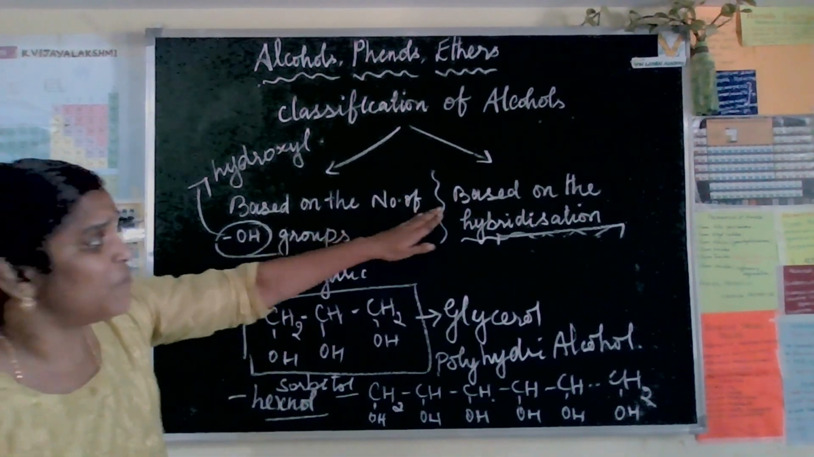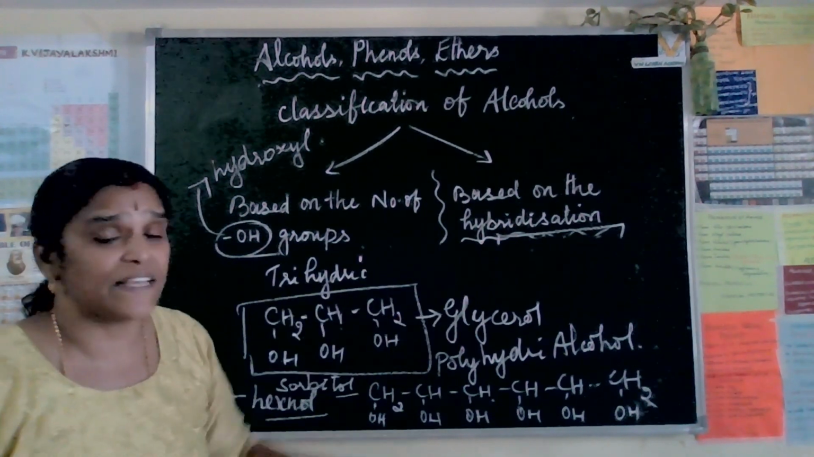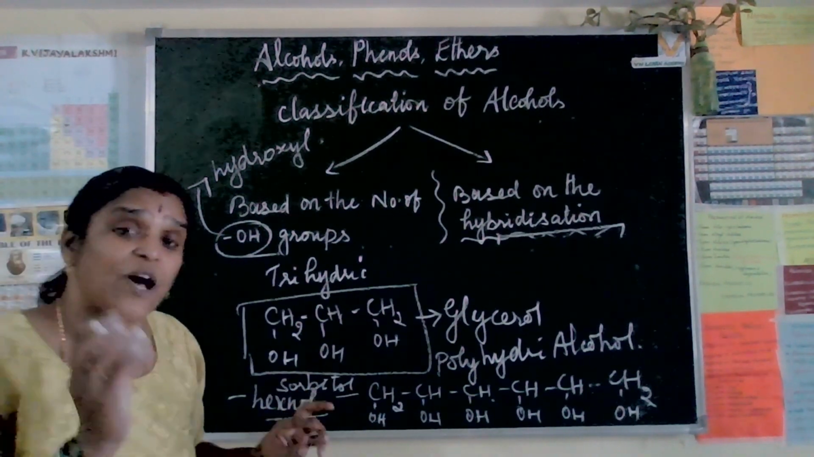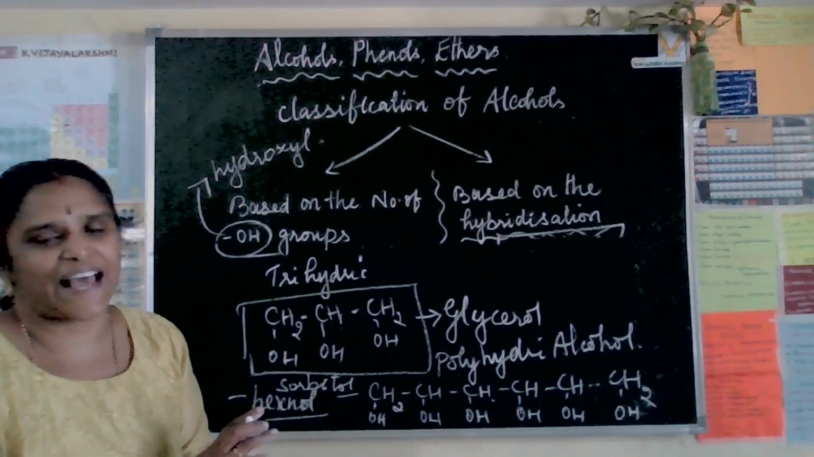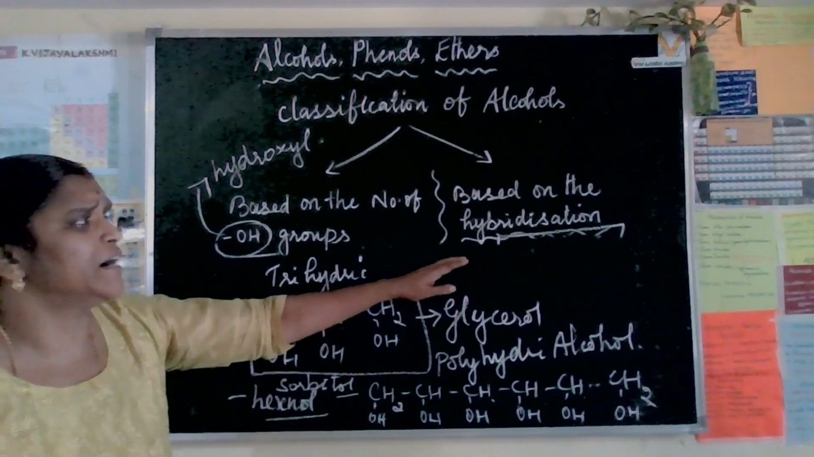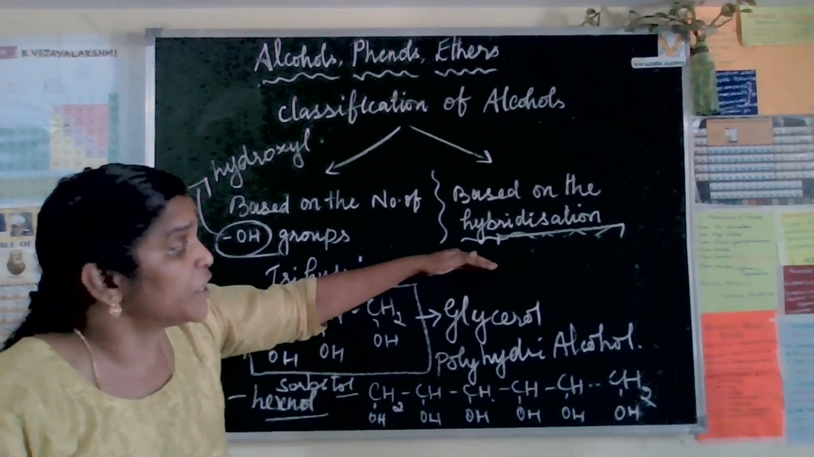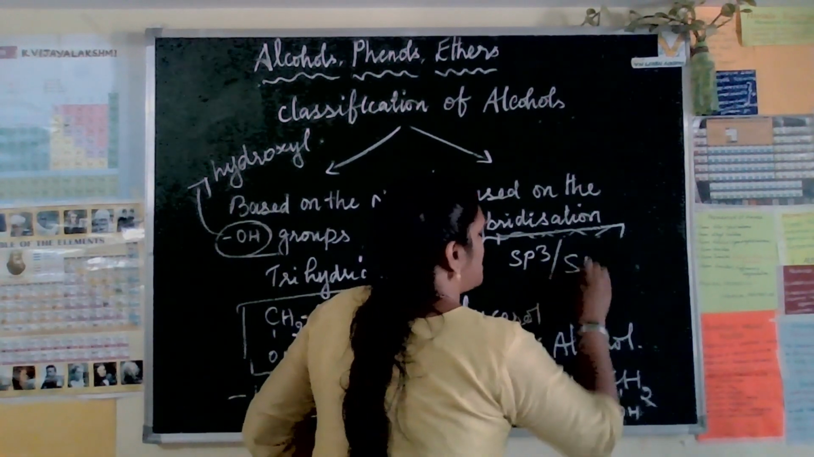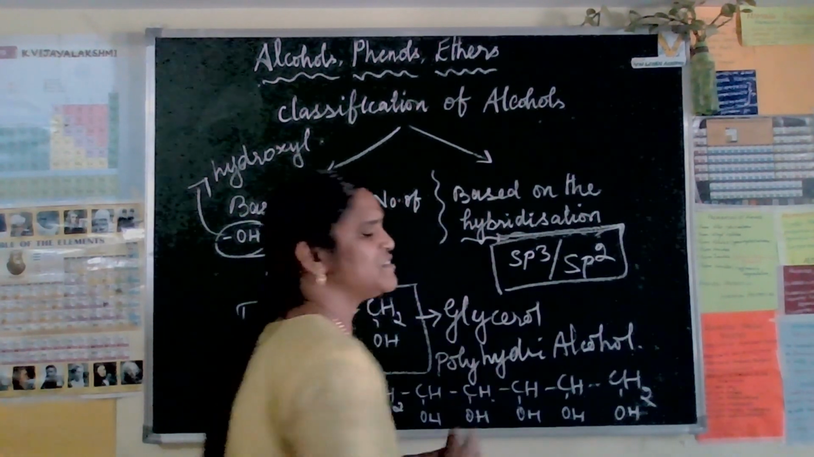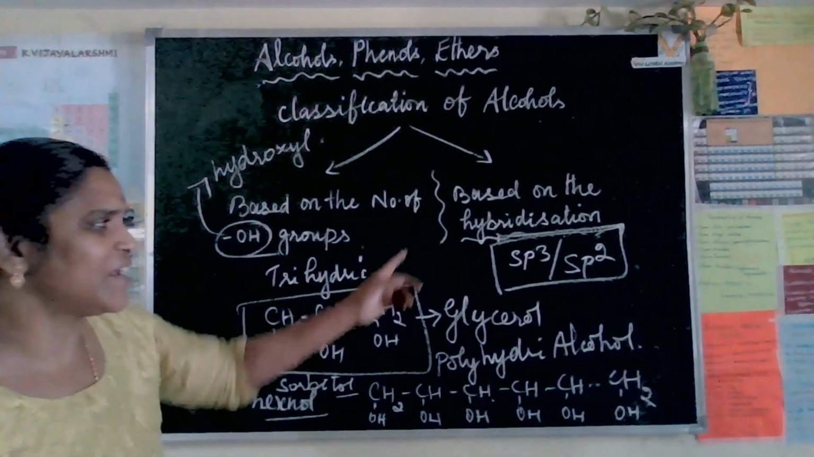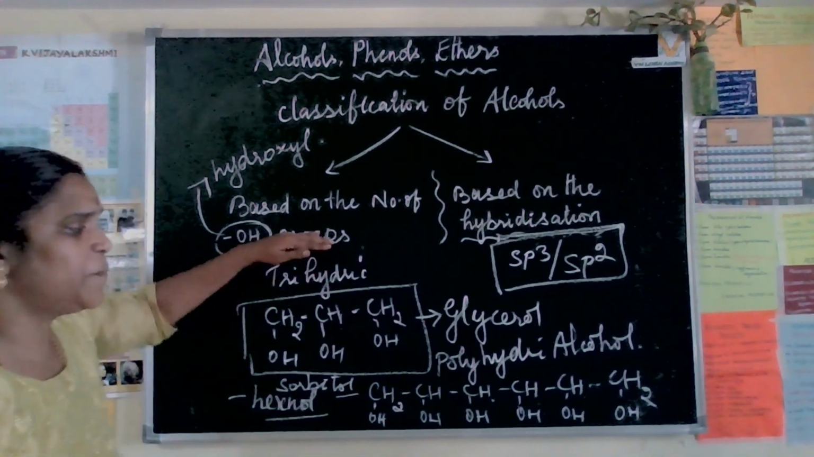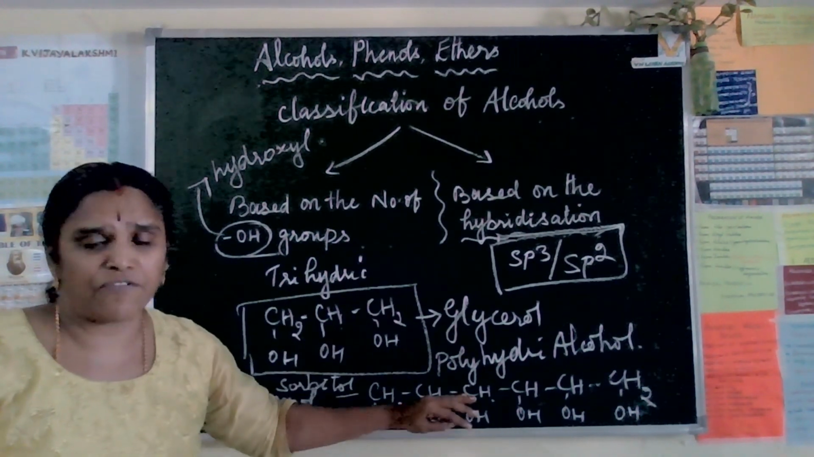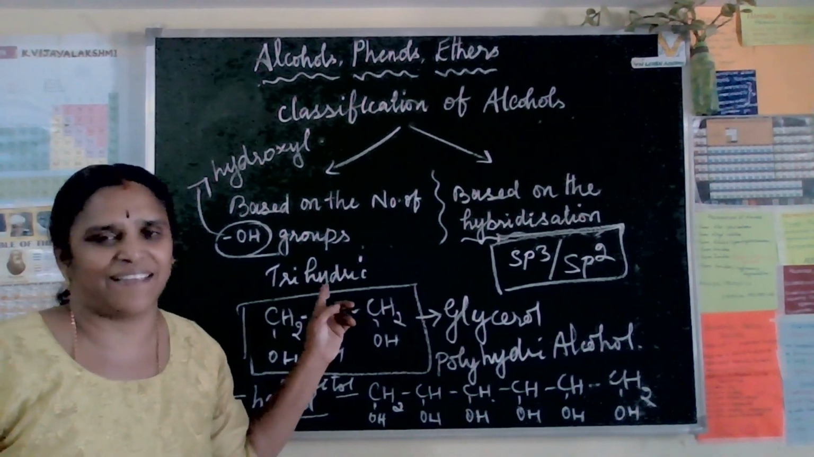Okay, now next one, what we are going to see is the classification based on the hybridization. Earlier it was based on the OH groups, how many OH groups are going to attach to that alkyl. Now here we are going to see the hybridization, sp3 and sp2. These are the only two hybridizations that will come. Hope you understand monohydric, dihydric, trihydric and polyhydric. If such a question comes, I hope you are able to identify.